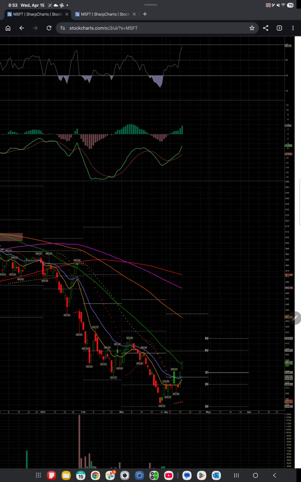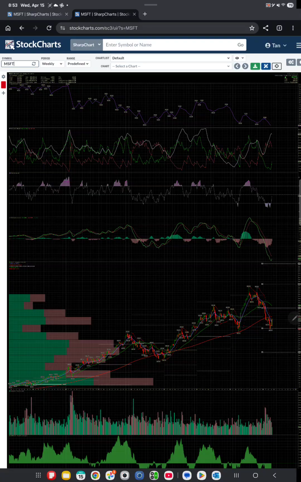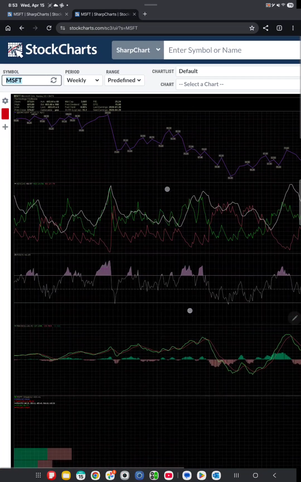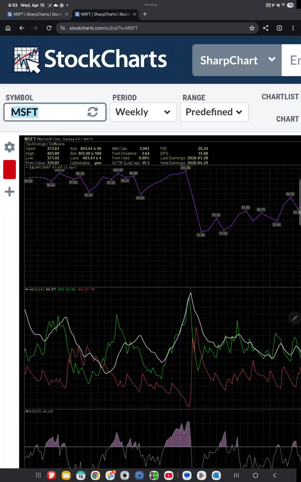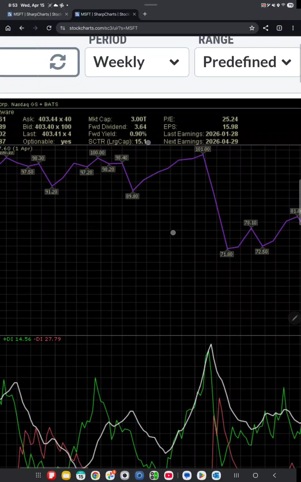Okay, so let's switch to the weekly chart, which is updated right now as of Wednesday. To show you what it is, we're going to refresh the page, and now the PE has gone up to 25.4 because it uses today's price.